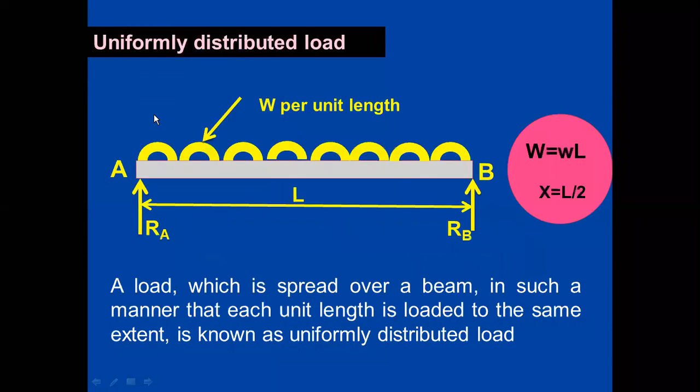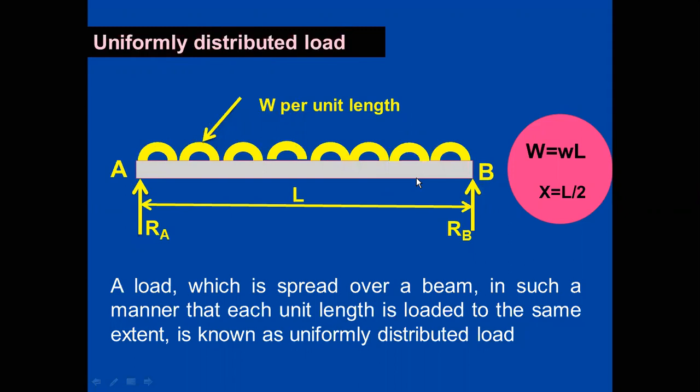Next one, that is uniformly distributed load. What do you mean by uniformly distributed load? As the term itself indicates, throughout the distribution the load has a uniform intensity. Here in the figure, there is a w acting throughout the length, w per unit length. I have considered the same simply supported beam, but rather than a point load, I have considered an intensity of loading, that is, a uniformly distributed load.